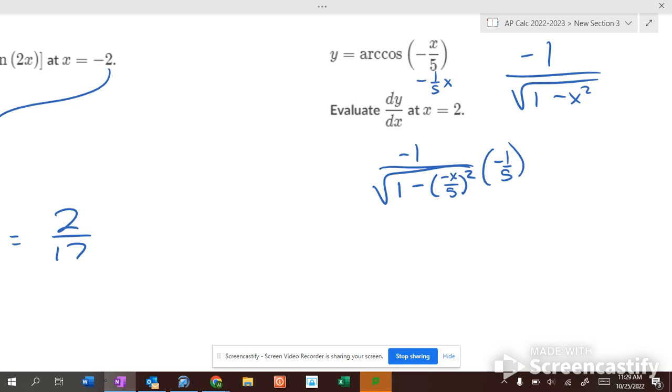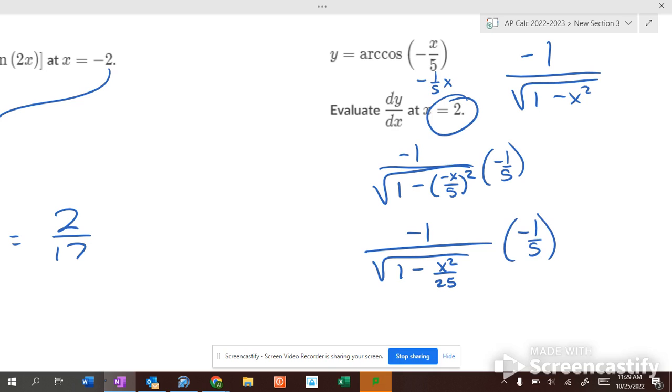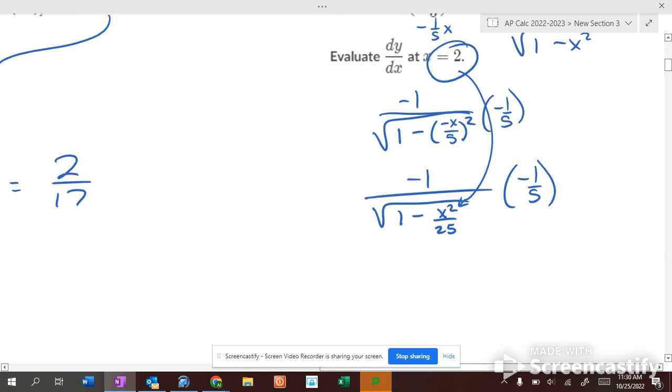Everybody following yet? Okay, you get that off your note card. Okay, so if you square this out, well, you square this out. Let's leave it the way it is for right now. It'd be 1 minus x squared over 25 times a negative 1/5. Now, they say evaluate that at 2. What's 2 squared? 4. 1 is the same as what over 25? 25 over 25 minus 4 over 25 is 21 over 25, right?